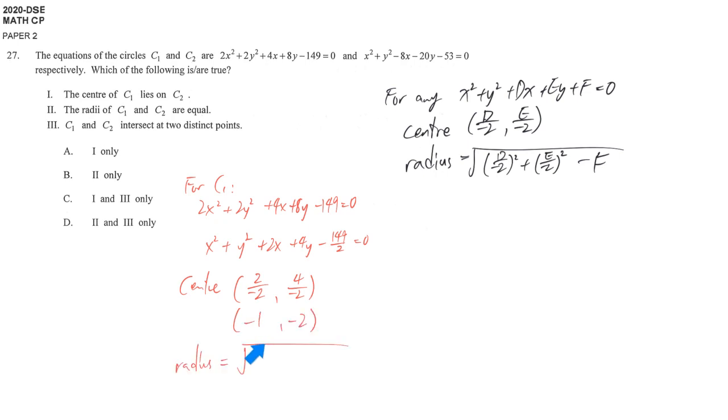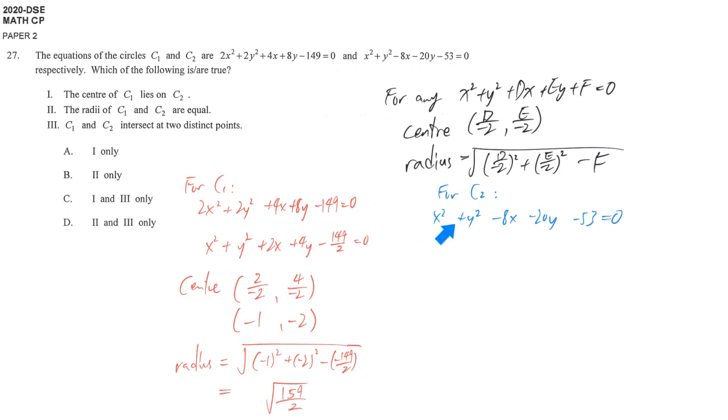Radius is related. The radius is the square root of the center x coordinate squared plus center y coordinate squared minus the constant term. So we have negative 1 squared plus negative 2 bracket squared and then minus the constant term negative 149 over 2. Make sure you just substitute the things and then handle the sign later. It gives you square root 159 over 2. Just simply do the same for C2.